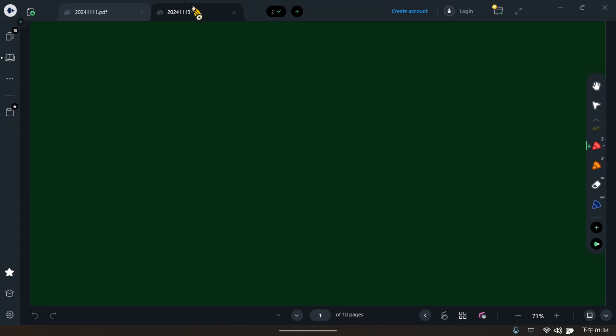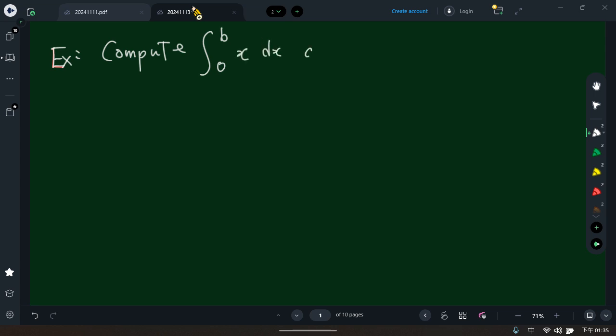So we will start today's idea with an example. If I ask you to calculate, please just compute the integral from 0 to b of x dx, and find the area under y equal to x over 0 to b.